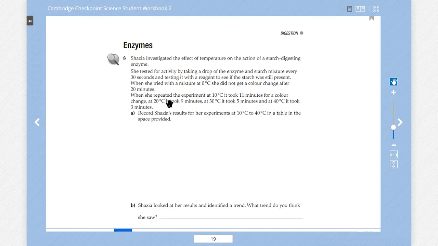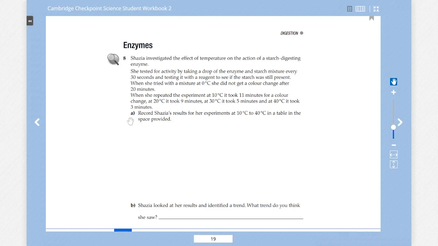When she repeated the experiment at 10 degrees Celsius, it took 11 minutes for a color change, at 20 degrees Celsius it took 9 minutes, at 30 degrees Celsius it took 5 minutes, and at 40 degrees Celsius it took 3 minutes. I think you know that the higher the temperature, the faster the change.